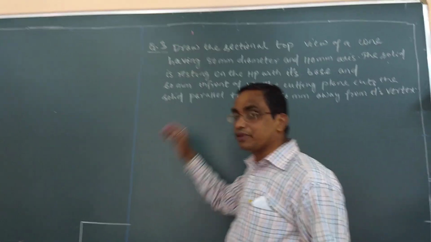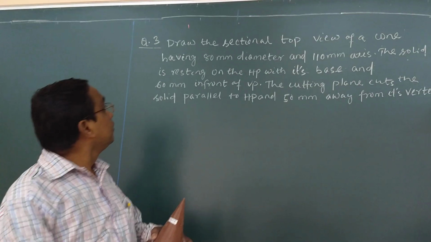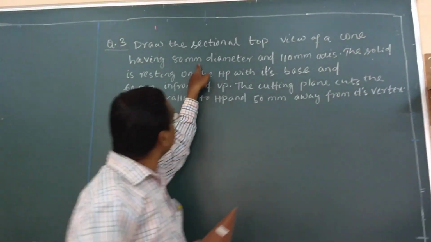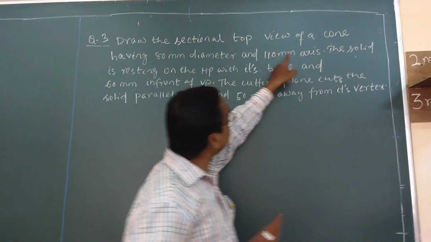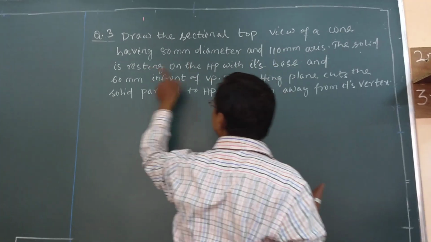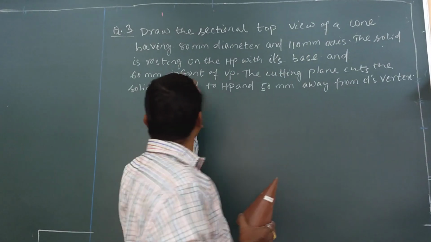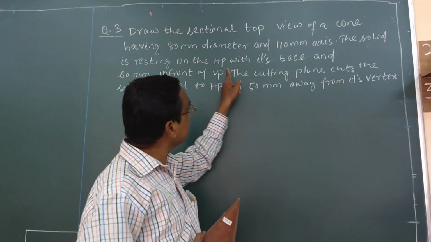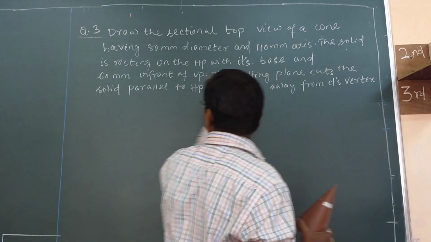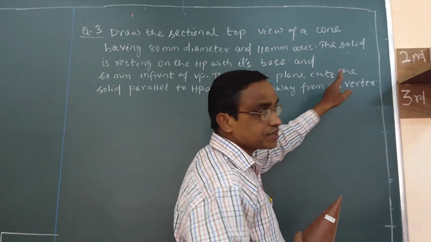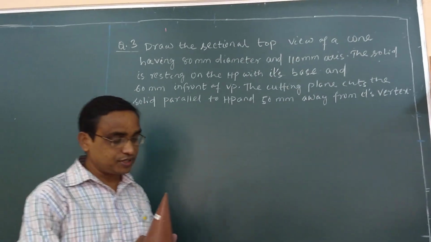Question number 3, you will write in your copy. Draw the sectional top view of a cone having 80 mm diameter and 110 mm axis. The solid is resting on the HP with its base and 60 mm in front of VP. The cutting plane cuts the solid parallel to HP and 50 mm away from its vertex. This is the question.